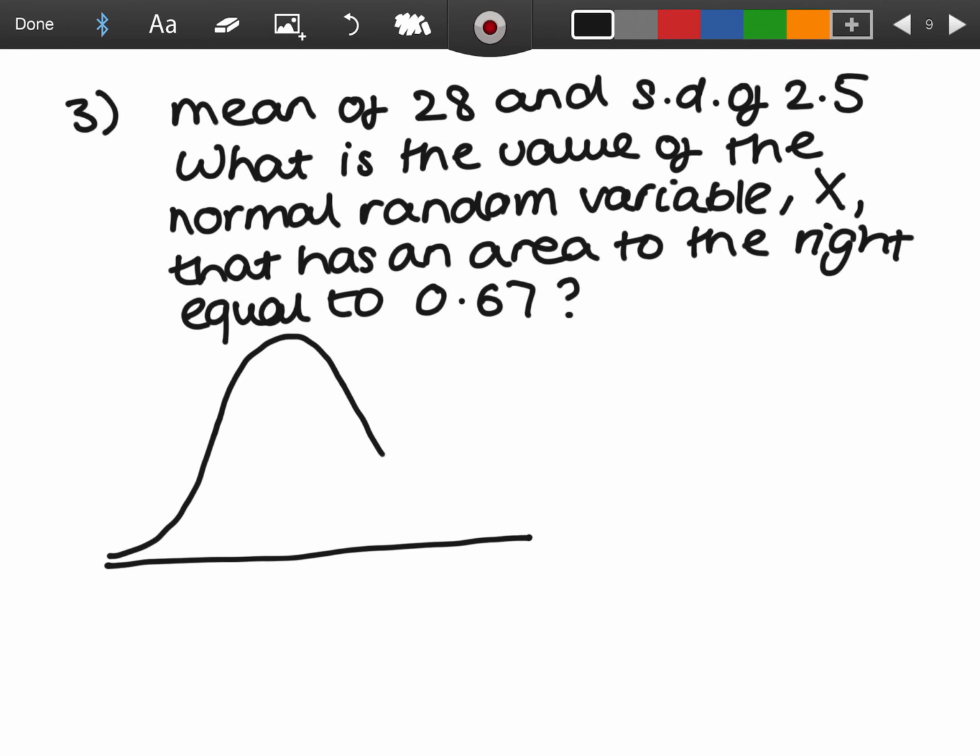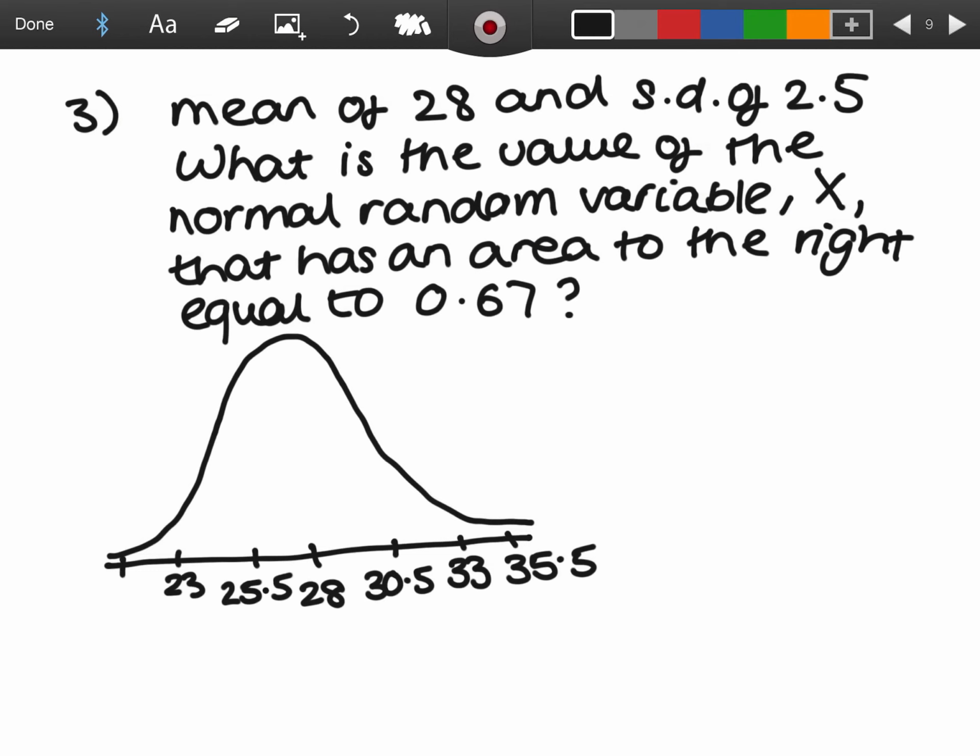So this is my normal distribution curve. My mean down the middle is 28. My standard deviation is 2.5. So I'm going to have 30.5, then 33, and then 35.5, and then subtracting 2.5, I'm going to have 25.5, then 23, and then 20.5.